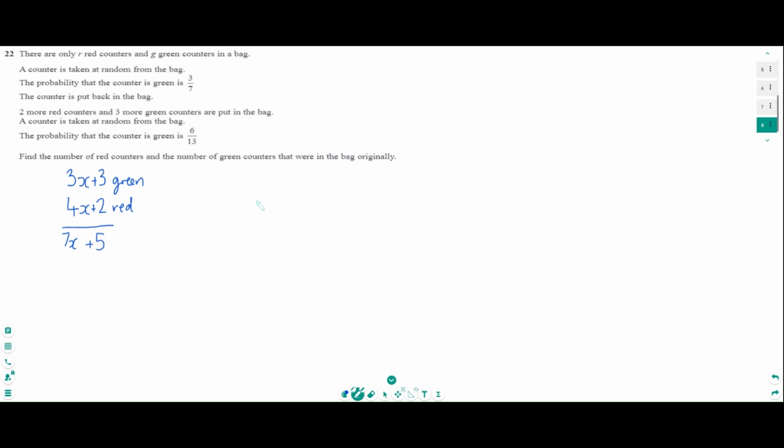And the probability that we pull out a green counter is 3x plus 3 over 7x plus 5. But we're also told that that probability is 6/13. So what we need to do is to rearrange this equation here. And I'll do that now.